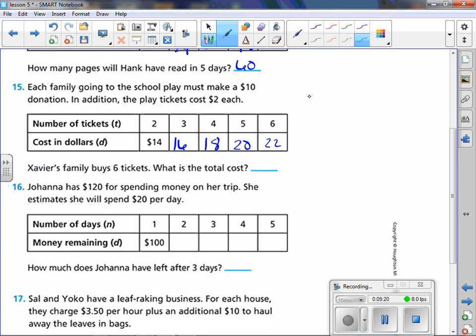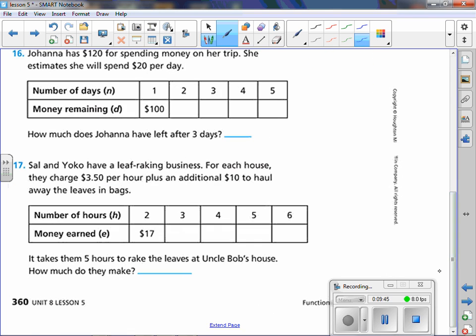Okay, so my expression for this one, right, it was 10 plus, I'm going to put this in parentheses, 2T. Okay, $2 times the tickets that they need. Total cost is $22. Make that a $ sign.